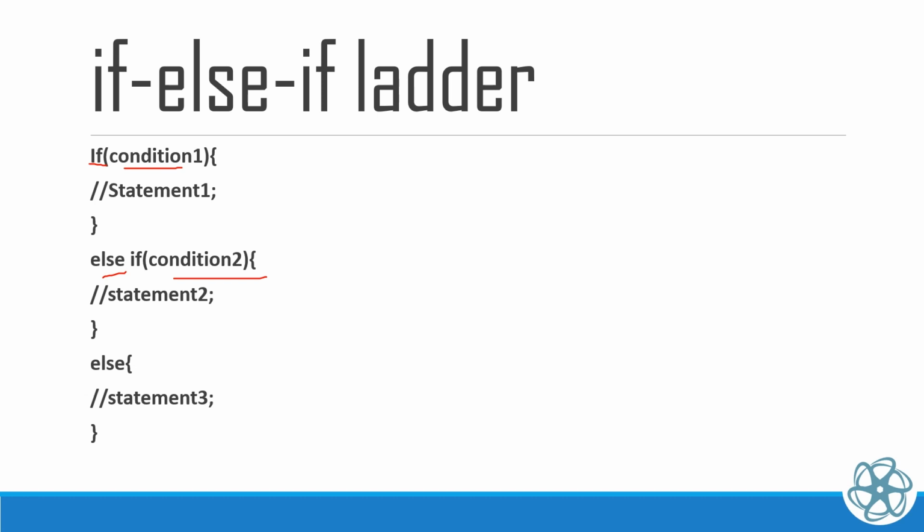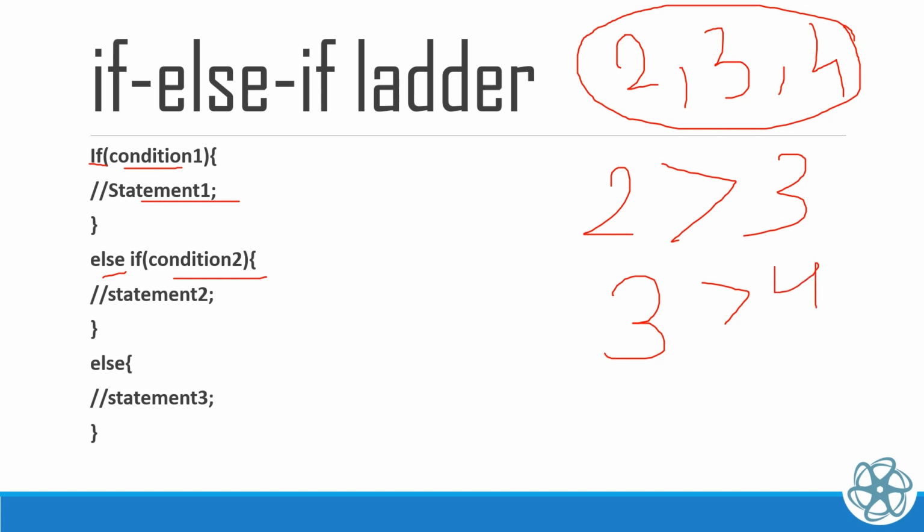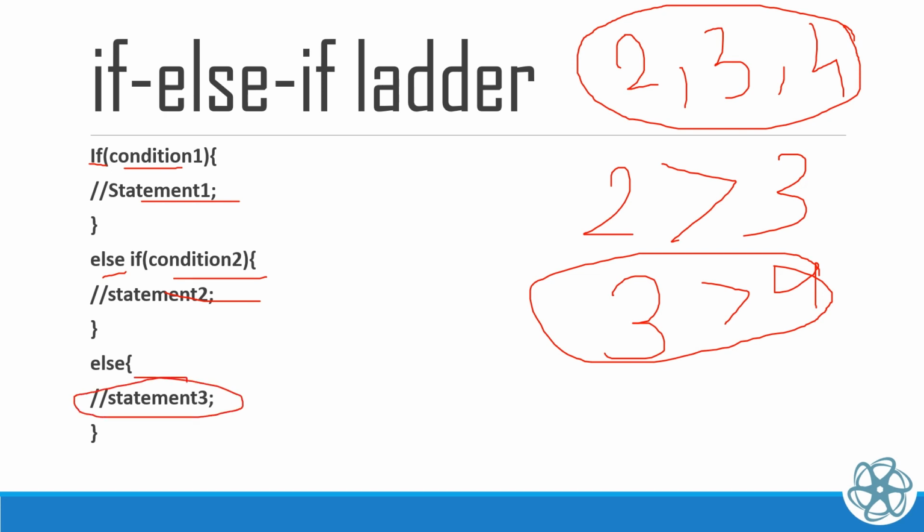So how can we tell that? If there is more than one condition we have to satisfy, like if I have to find the greater of three numbers, say 2, 3 and 4, I have to compare 2 and 3 first, then compare 3 and 4. If 2 is greater than 3, then execute this, or else if 3 is greater than 4, then execute this, right? If both conditions fail, then we will use the else statement.